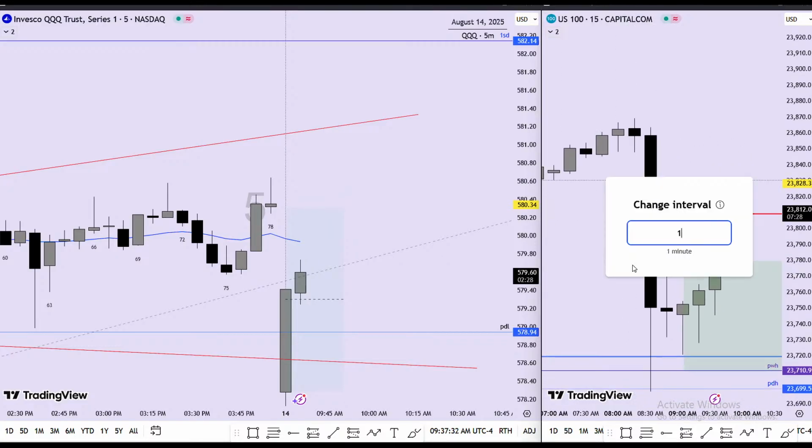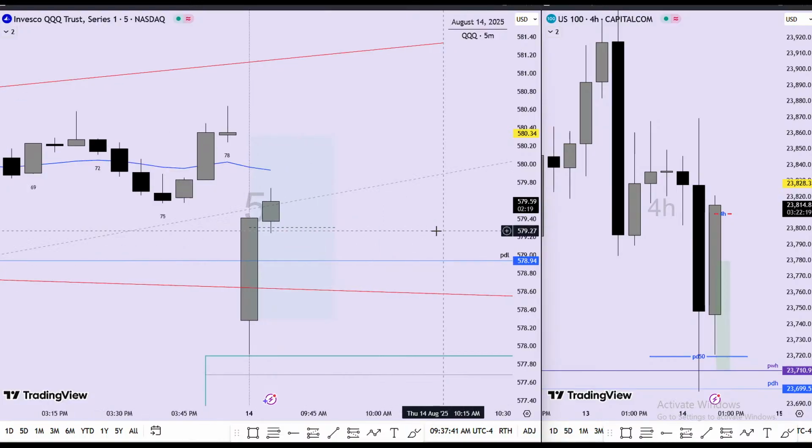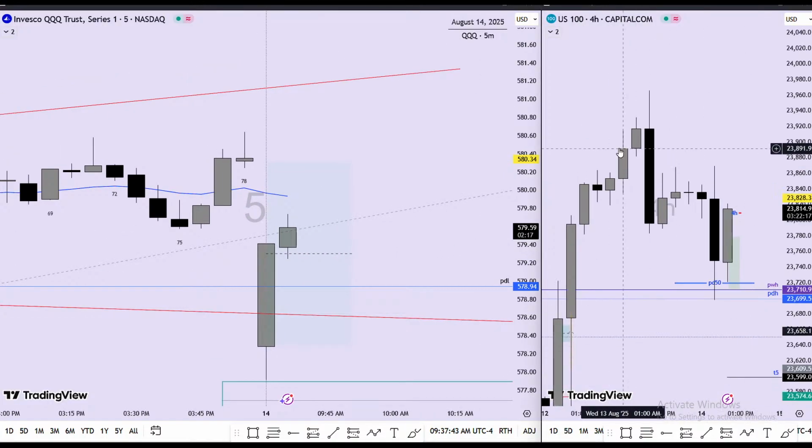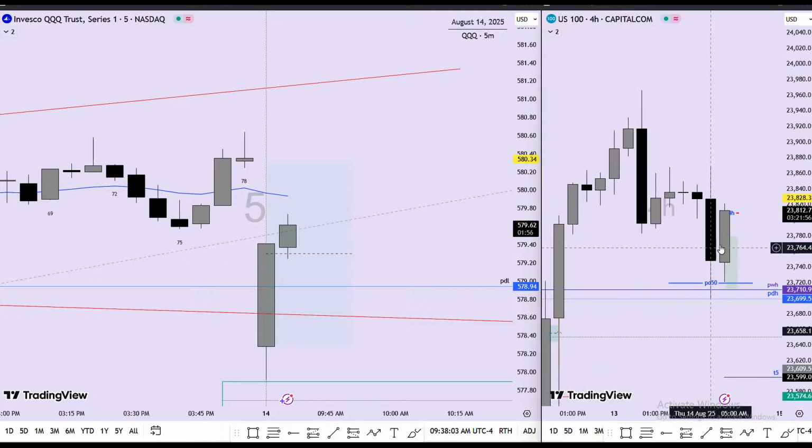If I go to the 4 hours, we still have 2 minutes left till the second candle of the open will close. On the 4 hours, we closed below. That's a direct validation for the downtrend, right? This is the first leg. We got our second leg. We failed to close below this fair value gap, not the opening range gap.